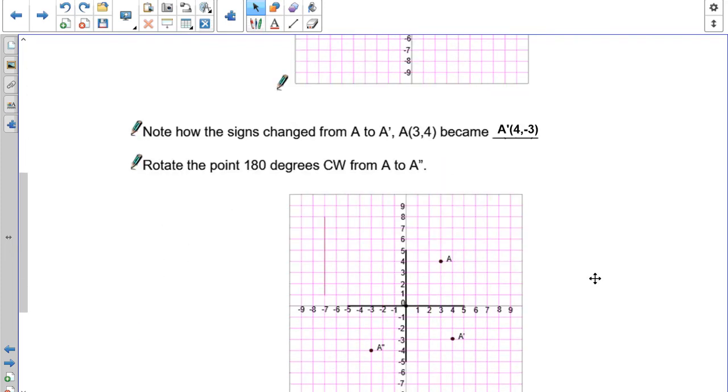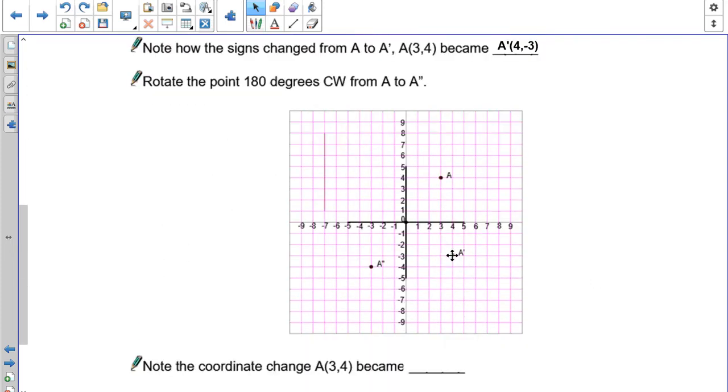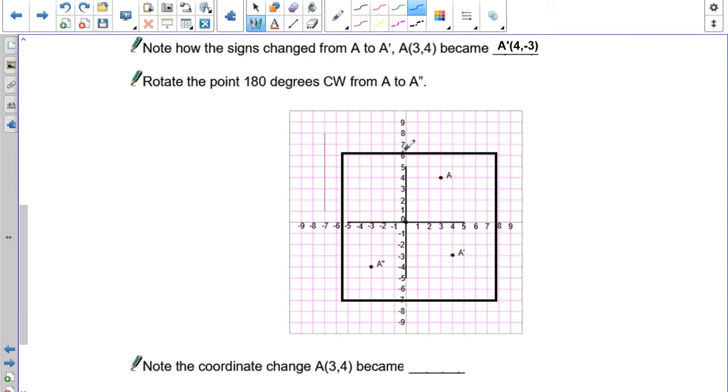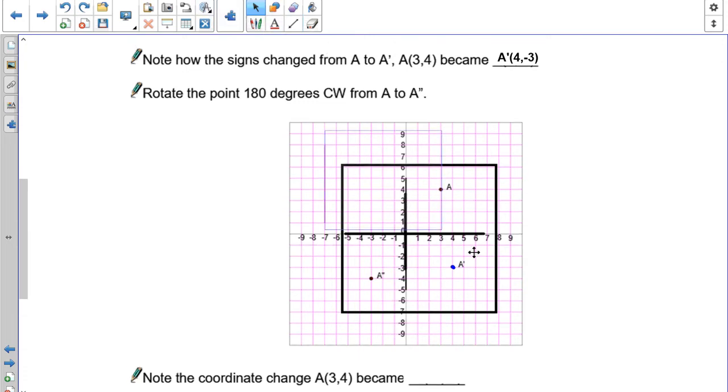Okay, so now we've gone from A to A prime here. Now I want to move this over to here. So the same thing happens. Take a tracing paper, put it on your grid. Take your pen and put a mark on this location. That's where we're going to be working. Next, make sure you put a plus sign on your axis here.